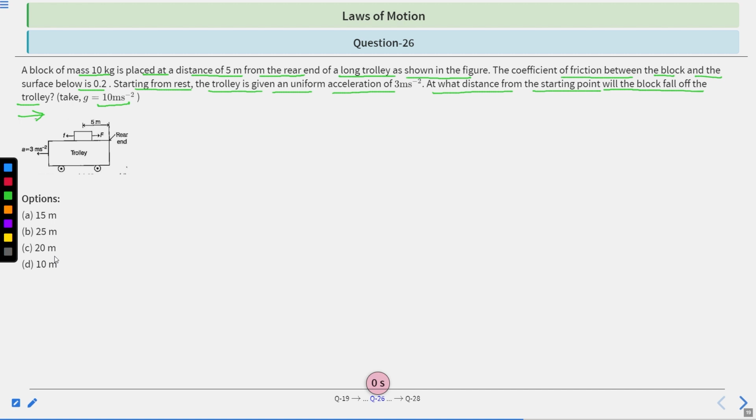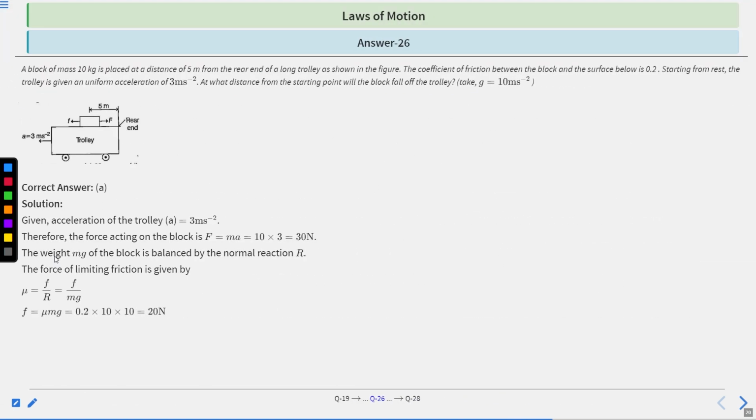Let's find the solution. According to the question, we have to find what distance from the starting point the block will fall off the trolley. Given acceleration of the trolley is a equal to 3 meter per second square. Therefore, the force acting on the block, F equal to ma, putting the acceleration value in this equation, the force will be 30. The weight mg of the block is balanced by the normal reaction.